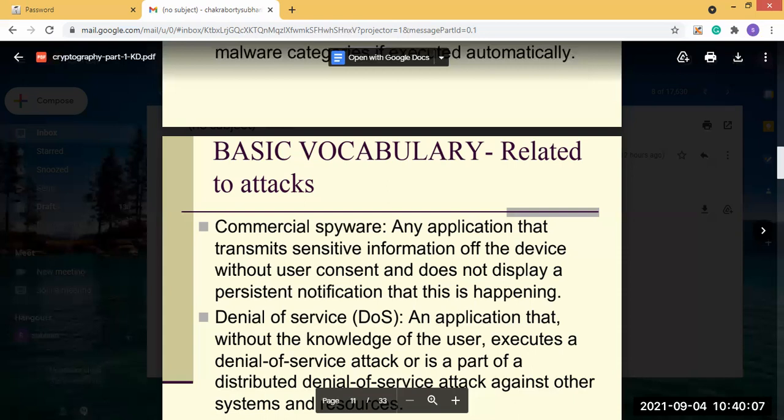That means it is used by companies to learn other companies' secrets, which is why they send the spyware.